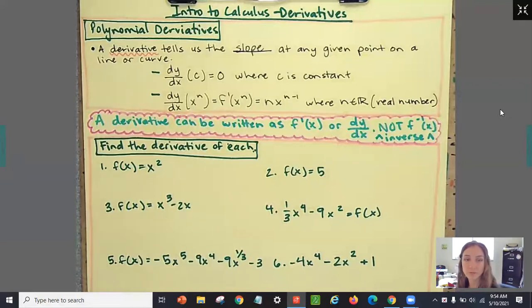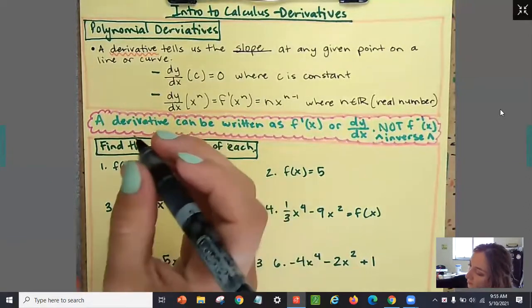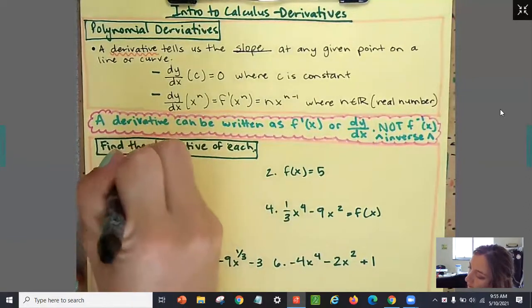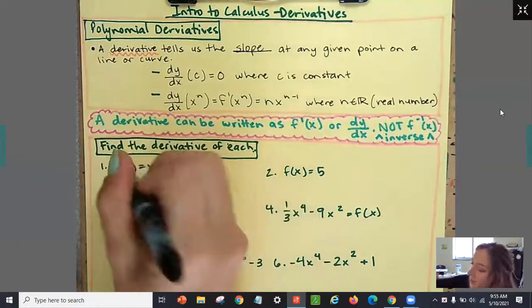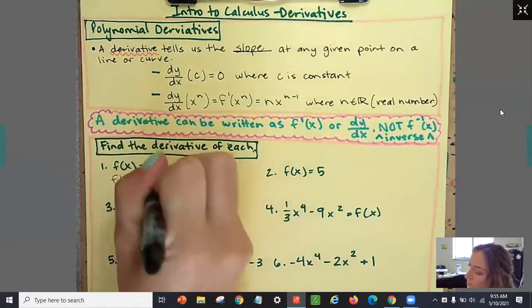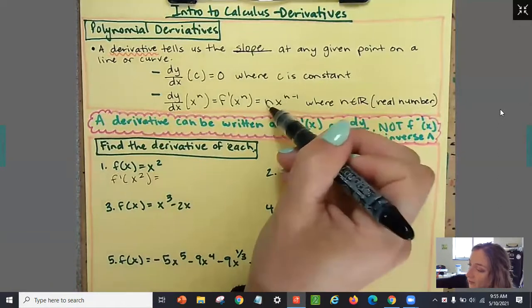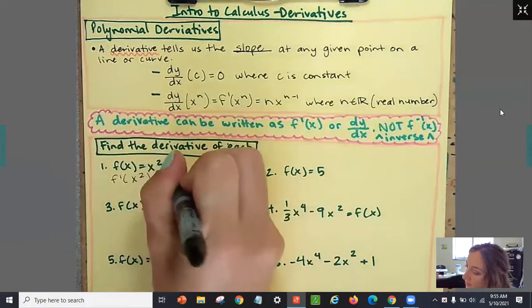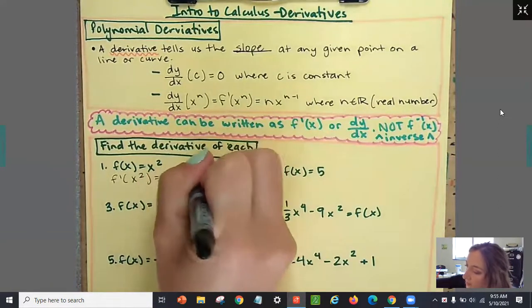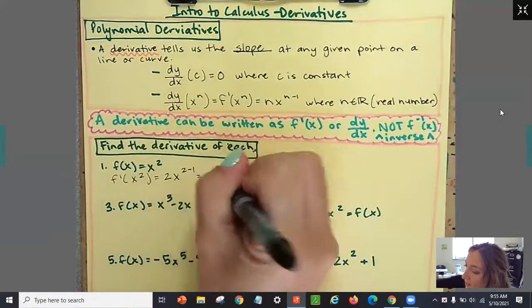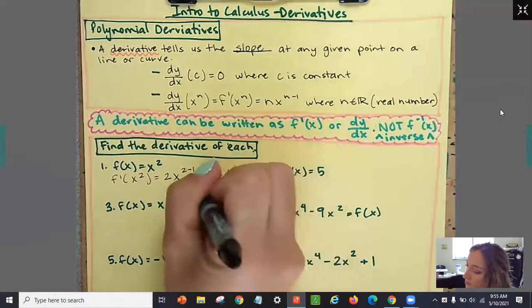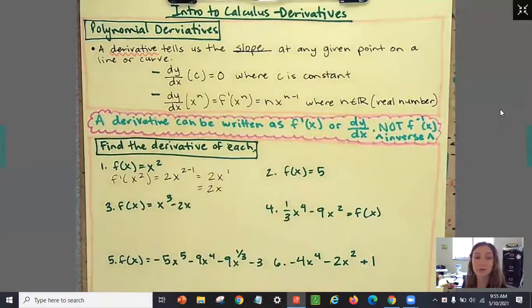All right, so let's start with problem number 1. We're going to find the derivative of x squared. So if we're finding the derivative of x squared, then we're going to do f and the first derivative of x squared. That means that we're going to put the squared out in the front. So we're going to put 2, and then we're going to do 2 minus 1 up in the exponent. So this is going to be 2x to the first, but that's really just 2x. So the derivative of x squared is 2x.